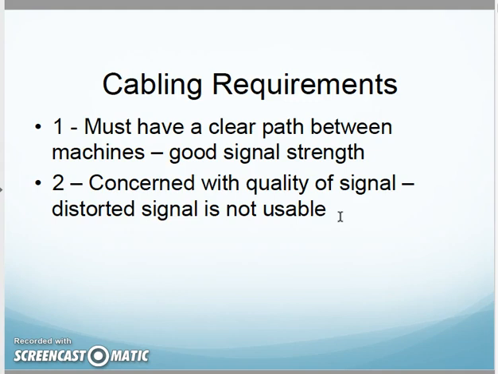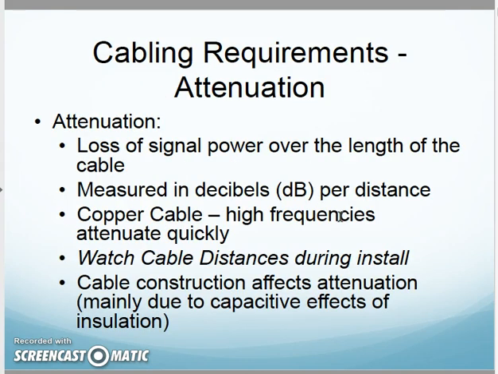And the other thing you need to have is quality of signal. The signal is not distorted, so it's usable. So our cabling system is going to try to accomplish both of those: a clear path, a really good cable from the user into the closet where the switch is, and second, the quality of that cable run needs to be good, so we have good signal strength. So they stop for a second and talk about a couple of key terms.